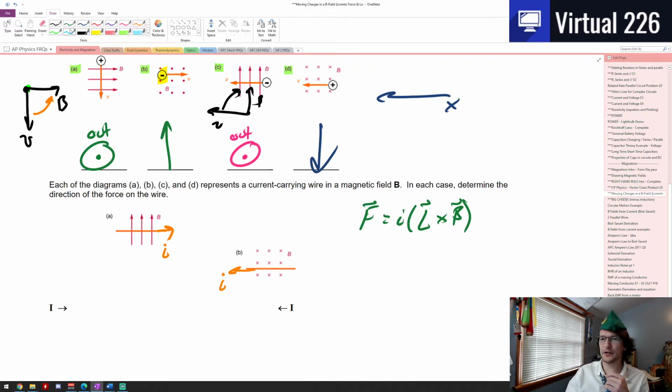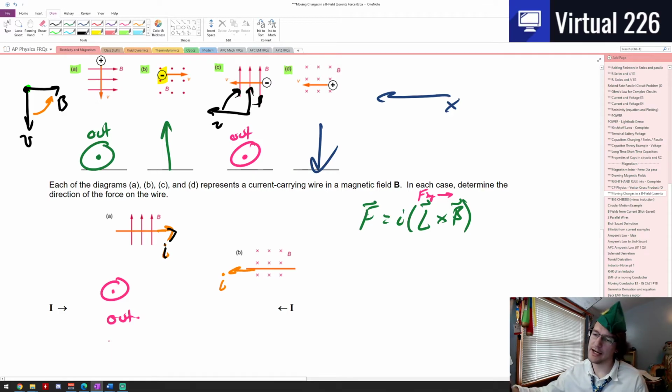For our first example here, we have a current going to the right direction. So we put our fingers in the direction of that current along that length, and then we curl them to the B field. Our fingers are going to the right, the B field's going up. I see my thumb is pointing out of the screen, or out of the page, whatever it is. So it's coming out like that.